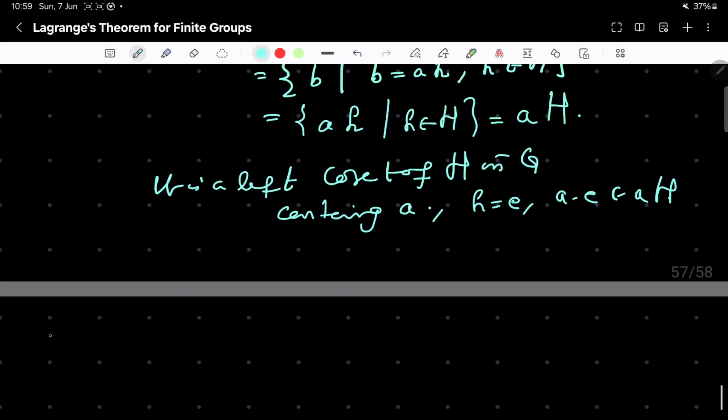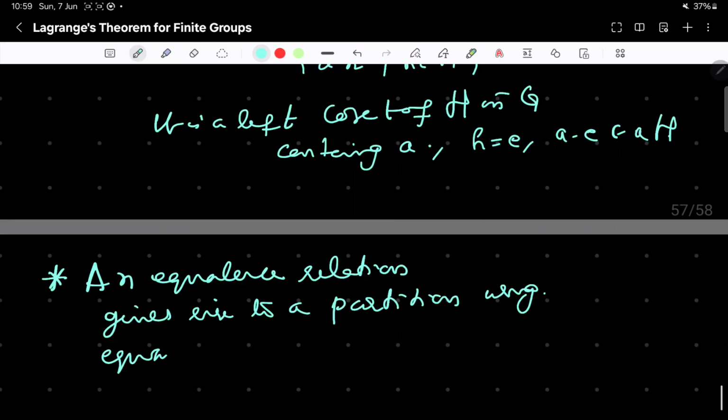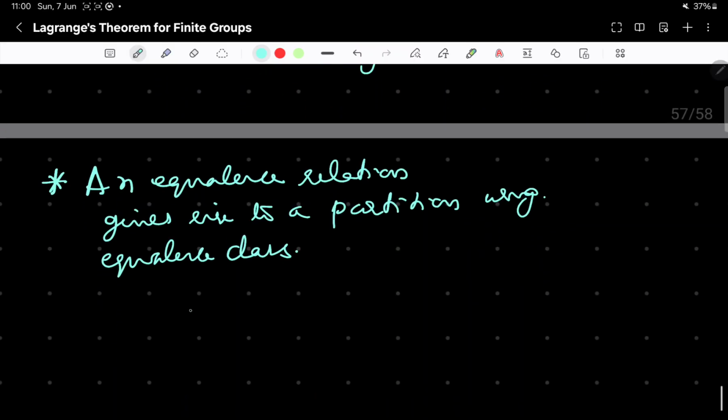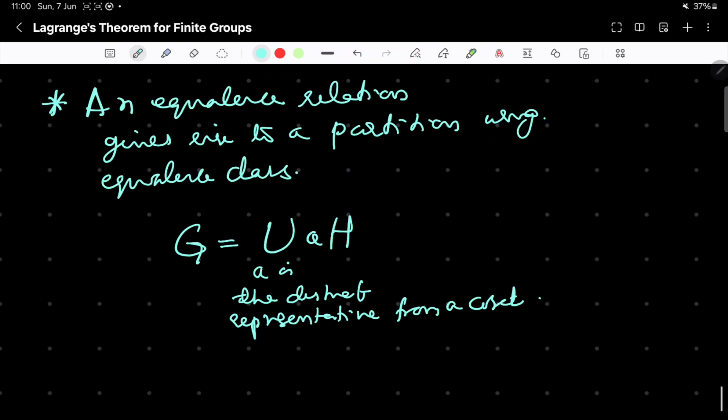So the idea is, you know that an equivalence relation gives rise to a partition using equivalence classes. So you can write your entire group as a union of cosets aH, where a is a distinct representative from a coset. Why am I telling it is a distinct representative?